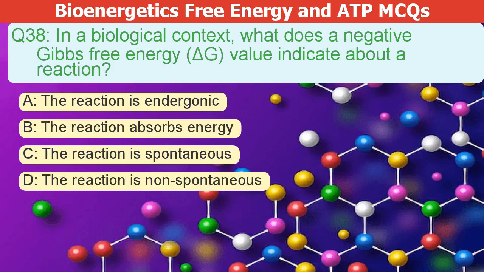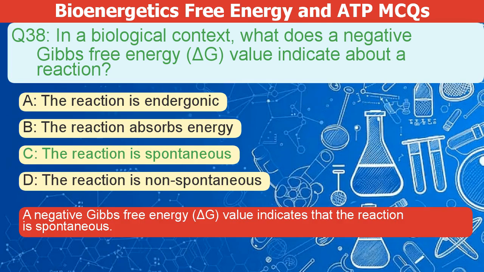In a biological context, what does a negative Gibbs free energy, delta G value, indicate about a reaction? A. The reaction is endergonic. B. The reaction absorbs energy. C. The reaction is spontaneous. D. The reaction is non-spontaneous. The correct answer is C. A negative Gibbs free energy, delta G value, indicates that the reaction is spontaneous.